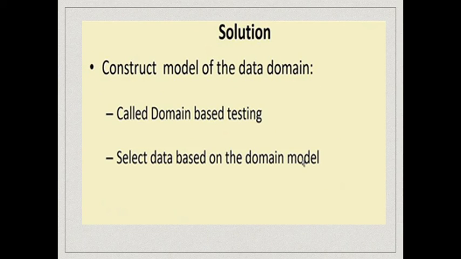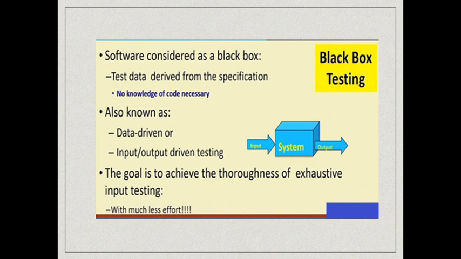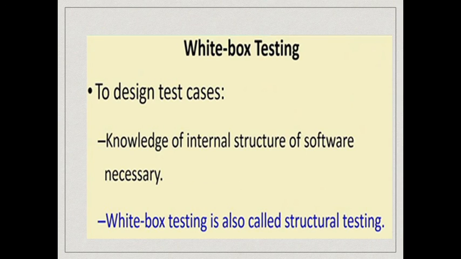In all these test strategies that we discussed, we will create a model of the data domain, because we know the input data and the output data, we will create the data model, and based on that data model we will design the test cases. On the other hand, in white box testing, we know the internal structure, that is the code, we check it, and therefore it is also called structural testing, because we know the structure of the software.